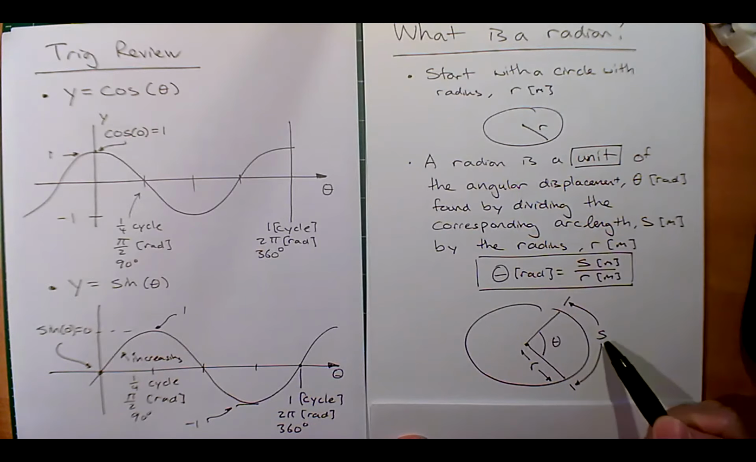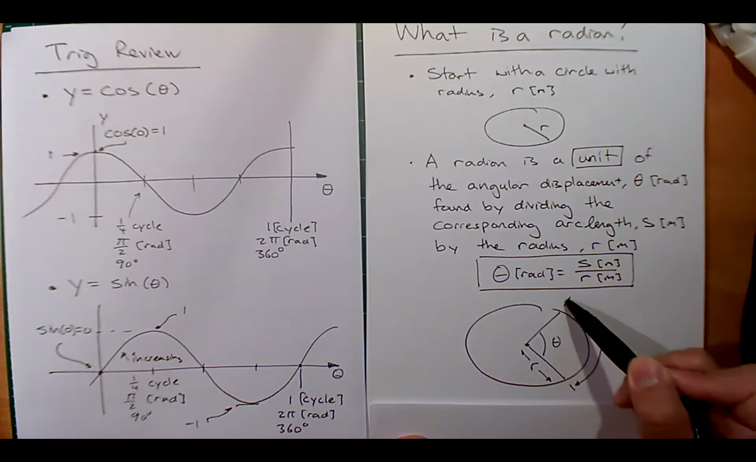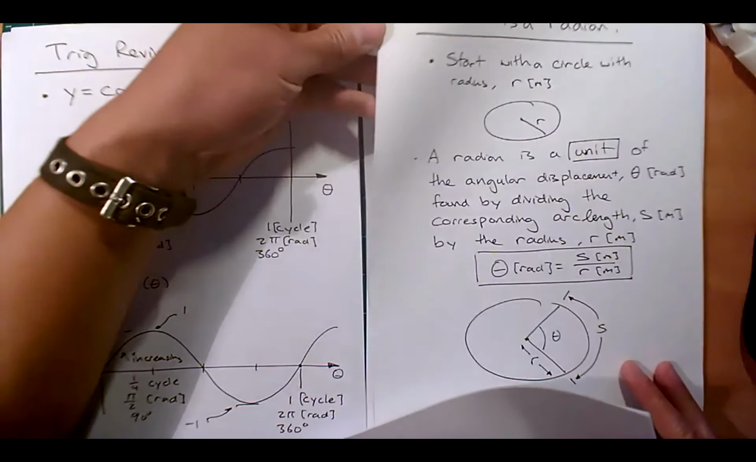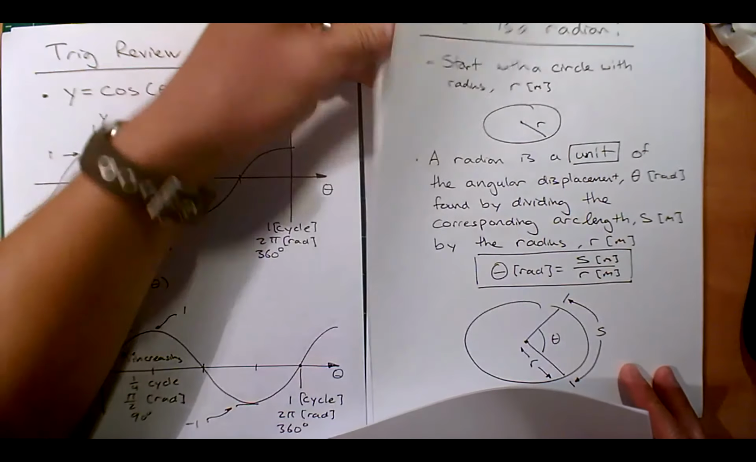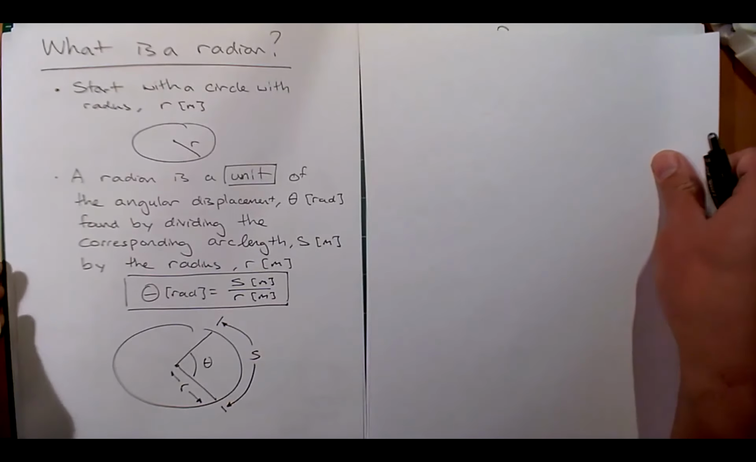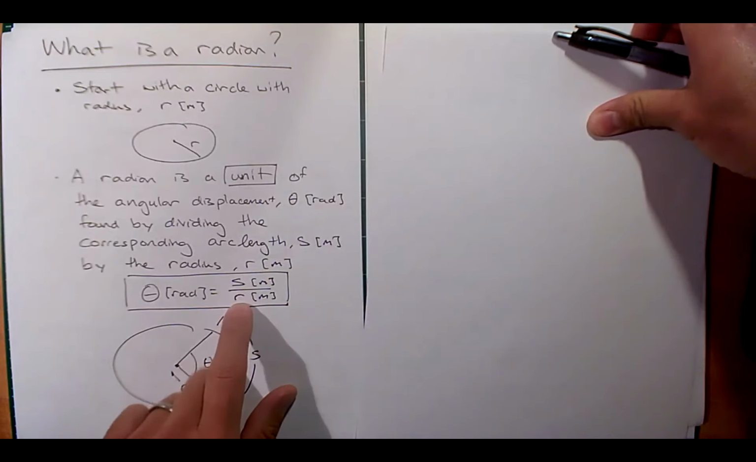So this arc length corresponding to this theta divided by this radius, that's how we define a radian. So it's a meter divided by a meter. Okay, fine. Let's go in and try to get a little bit of intuition on a radian. So if I asked you, how much is one radian then? Is it like this? Is it like this? Is it like that? What is 1 radian? Well, it's when S over R is 1.